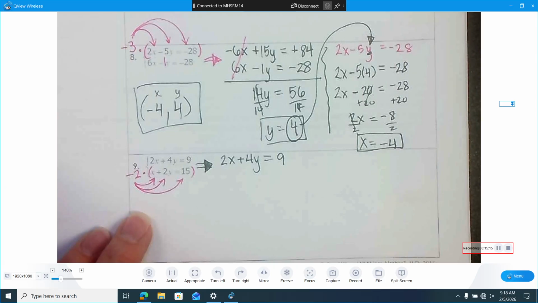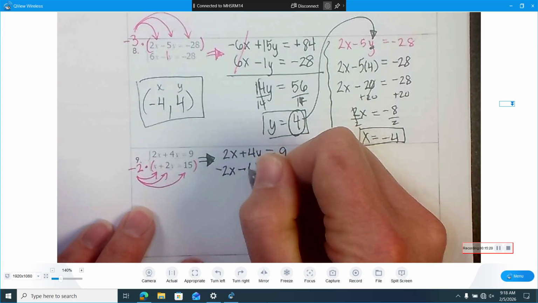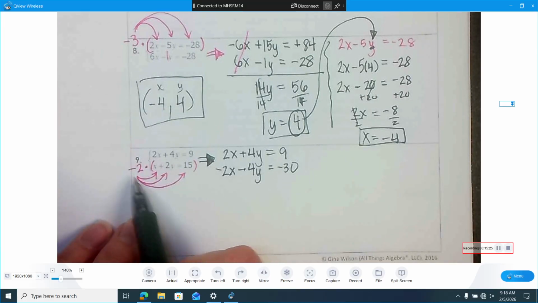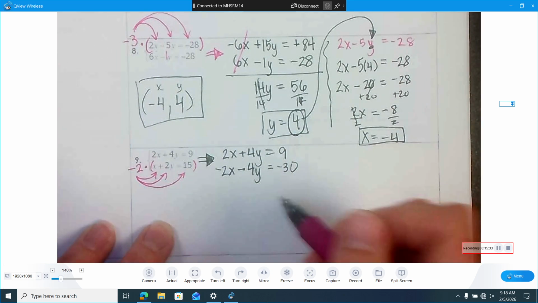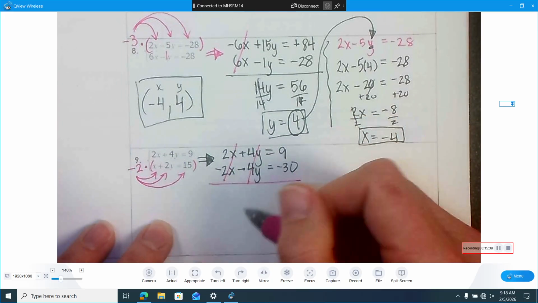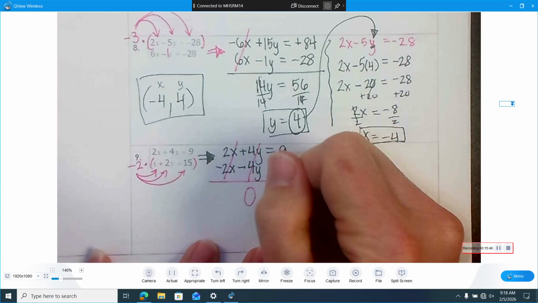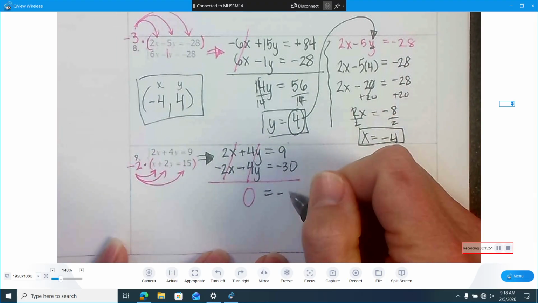What does the bottom equation turn into? Negative 30. So negative 2x, negative 4y, and a negative 30 there. And do we have opposites? Oh, interesting. Oh, so hey, those are opposites. That's a 0. I need a placeholder. I can't have nothing on one side of the equal sign. So you always have to have something. So in this case, it's a 0. And on the right side, I get negative 21.